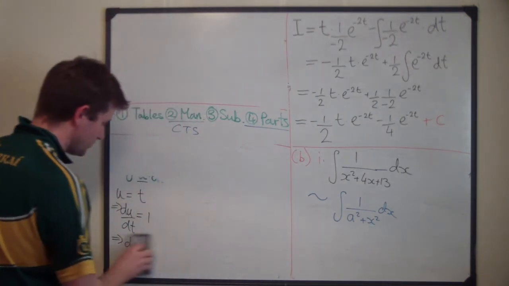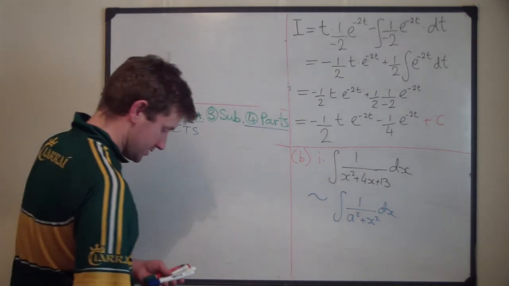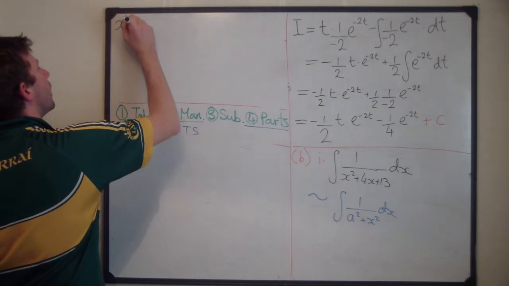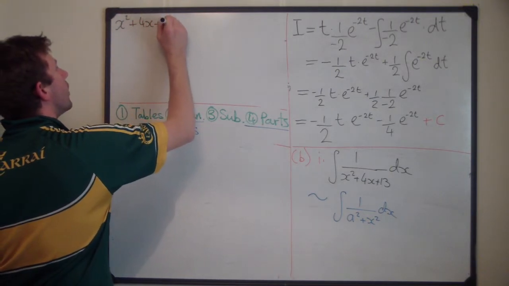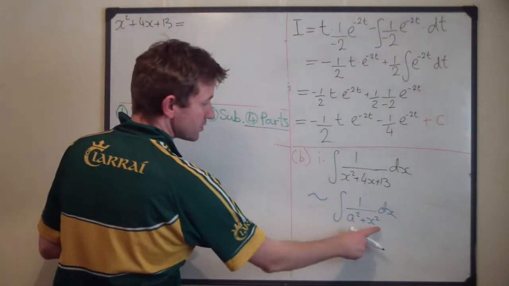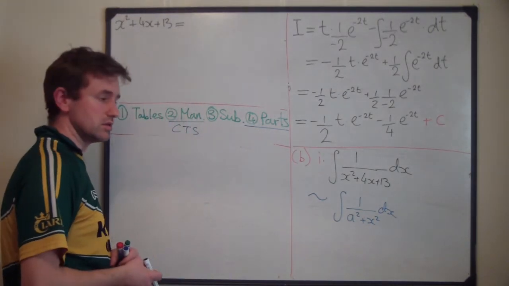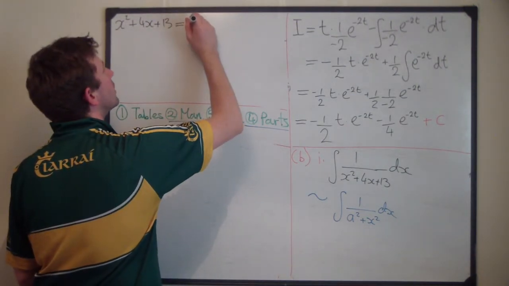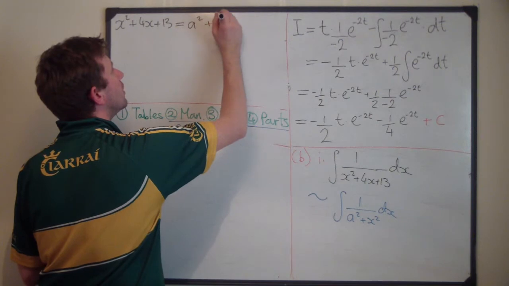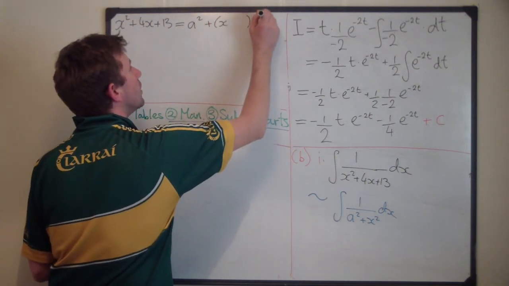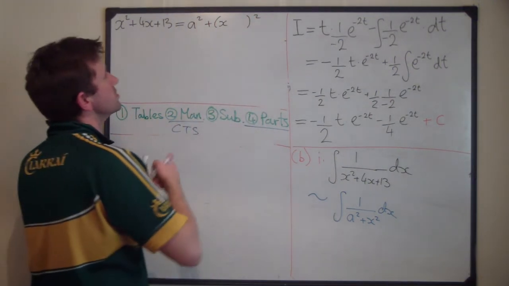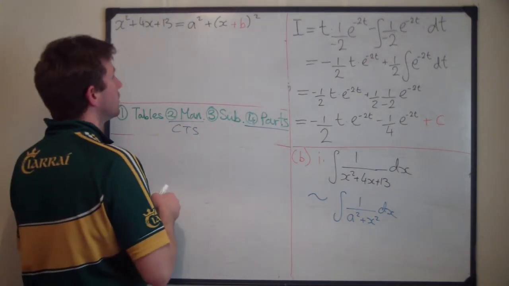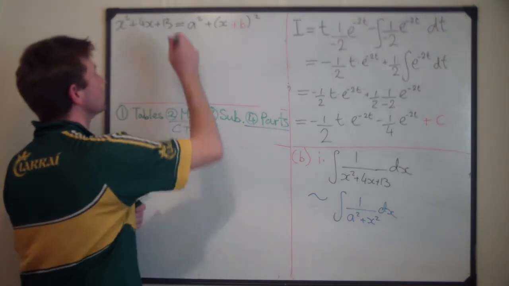What we have to do is force x squared plus 4x plus 13 to look like a squared plus x squared, but in the language that you'll learn about if you went to level 7, except that x is shifted to x plus b. So this is shifting, and doing this is what we call completing the square.